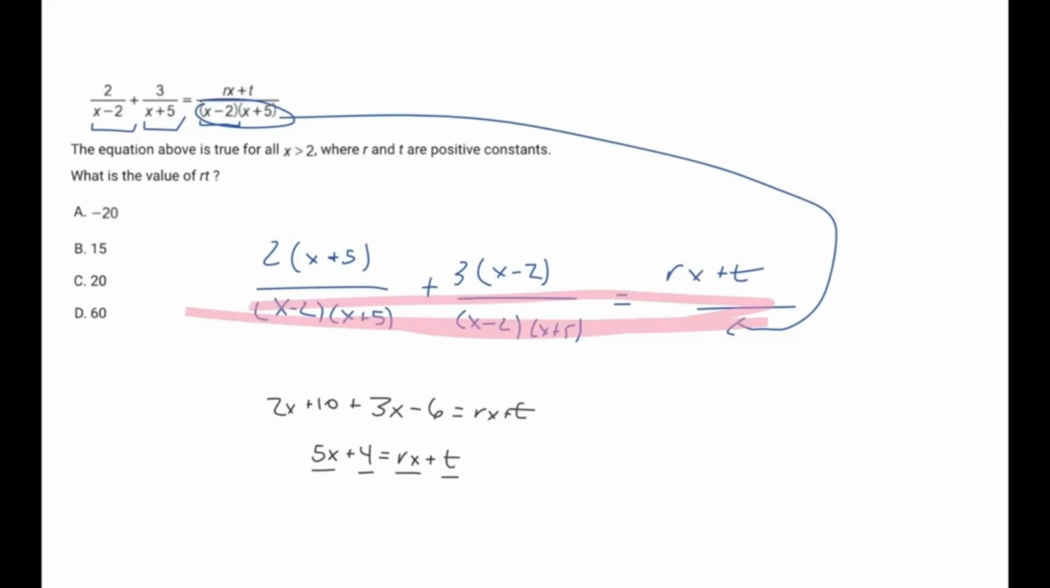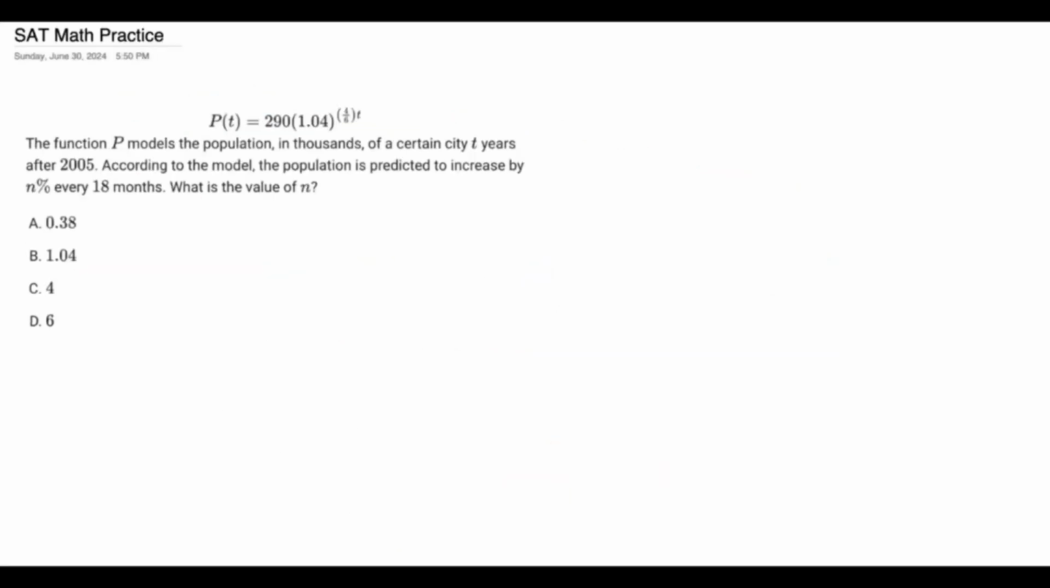So in our case, for r, we can just substitute in 5. Right? So if r is 5, we get 5x. And if t is 4, we get 4. And that's kind of funny because left side, 5x plus 4. Right side, 5x plus 4. Those two are equivalent, and so we know r is 5 and t is 4. And so they want us to find the value of r times t. 5 times 4 is positive 20, and so our answer is C.